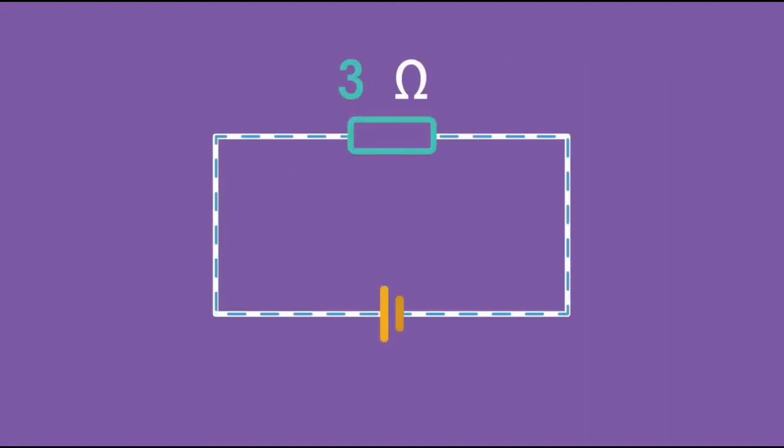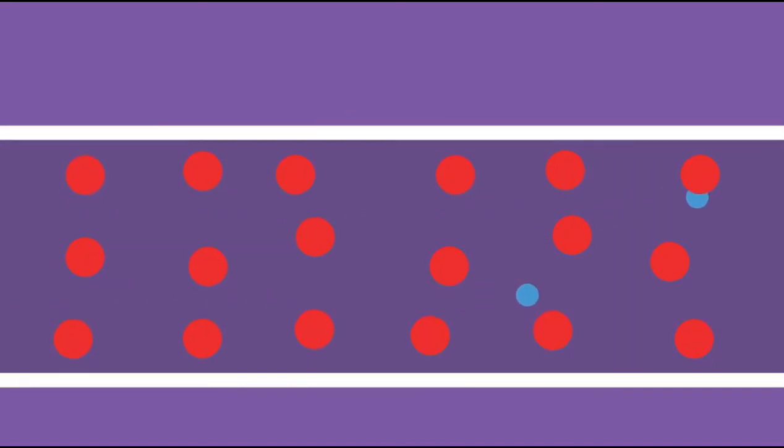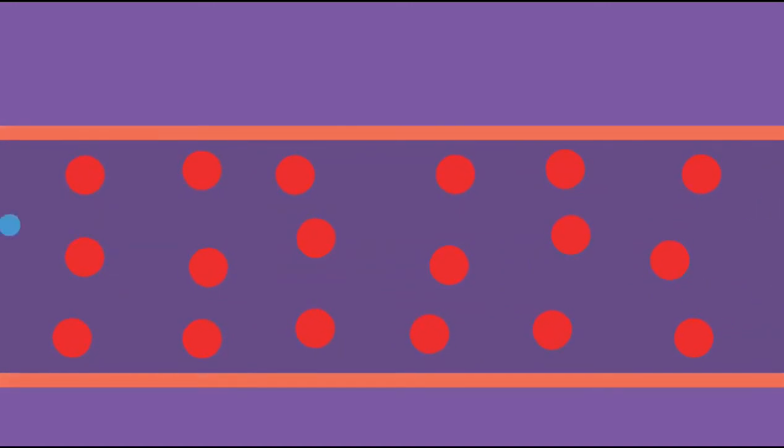You also need to know that the resistance of a conductor increases as its temperature increases. This is because temperature is a measure of the vibration of the atoms within the conductor. As the atoms vibrate more, so the electrons collide more often, making it more difficult for the electrons to flow and so increasing the resistance.